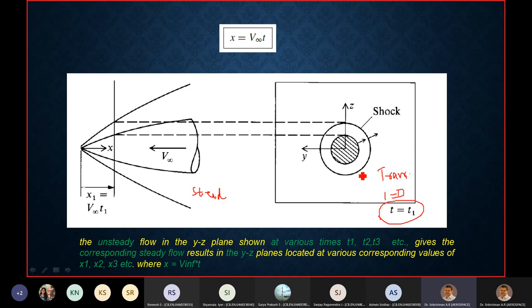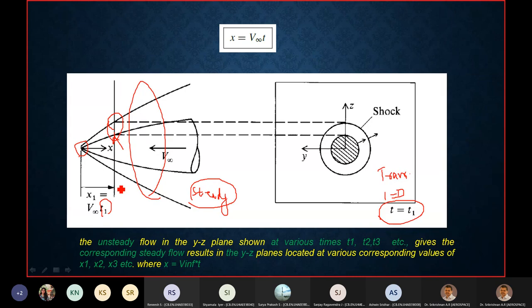Now please look at the left hand side, which I marked as the steady state. What we are trying to say is that for any given t, say t1 or t2 or t3, from this picture, the nose of the body has reached a distance x1 or x2 or x3, as the time may be. And at that time, for a given location, this is the shock pattern, or for a given point, this is the static pressure. So this will correspond.